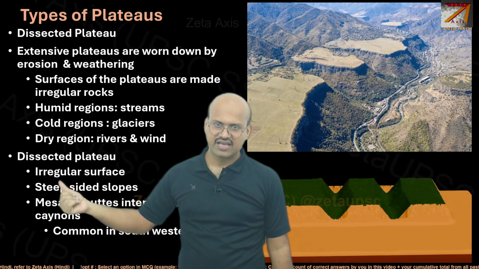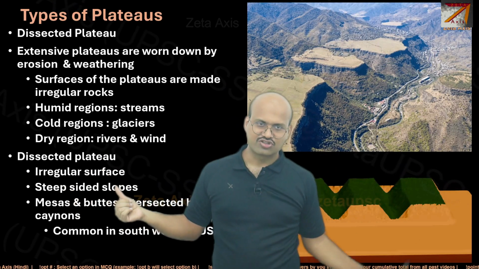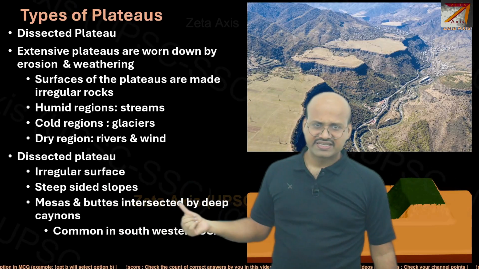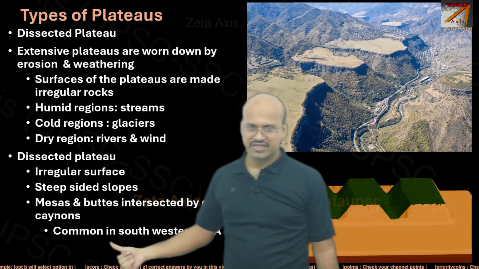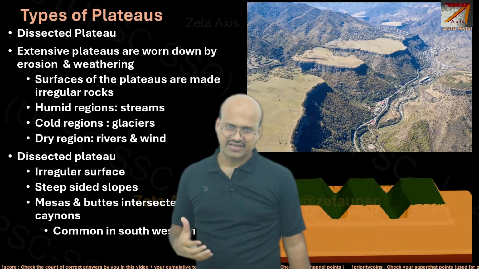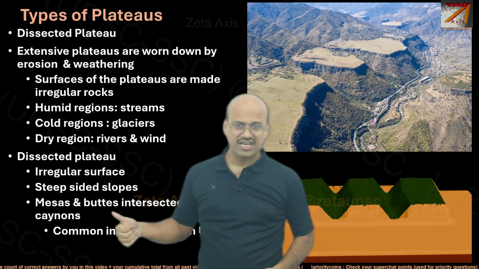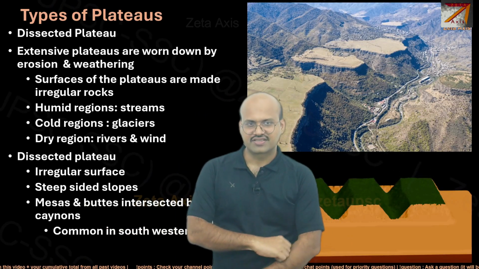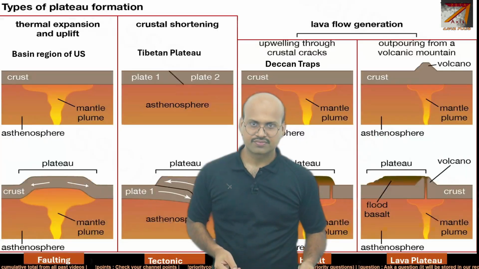Dissected plateaus have an irregular surface and steep-sided slopes. We can see they have steep-sided slopes, mesas, and are intersected by deep canyons, common in southwestern USA. So these are also an example of dissected plateau. They are generally created by erosion of hills, but in certain circumstances they can be called plateaus.